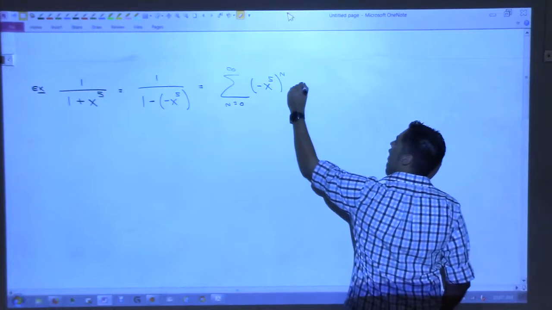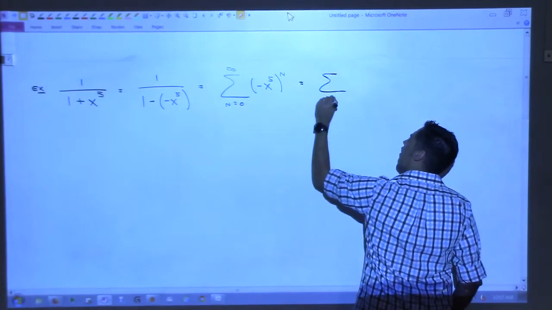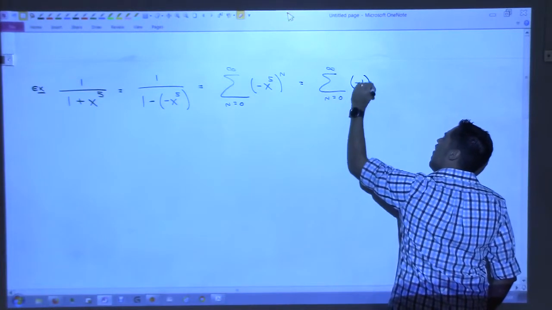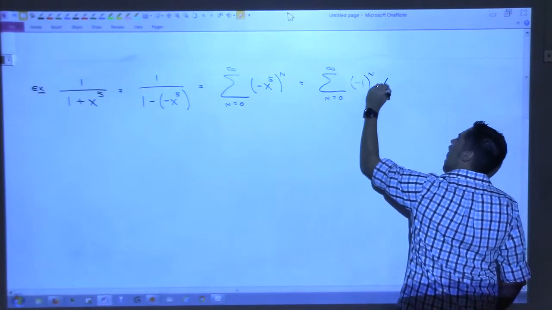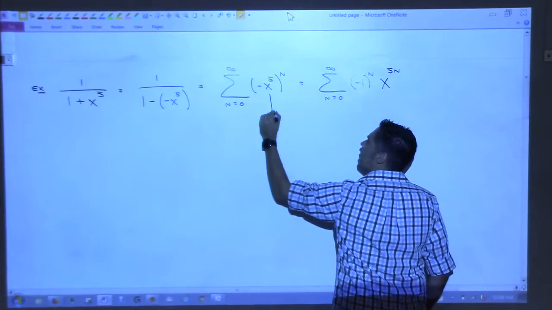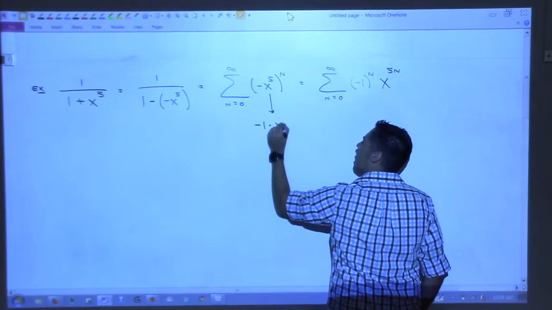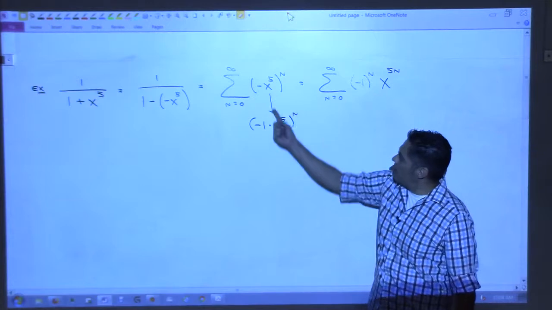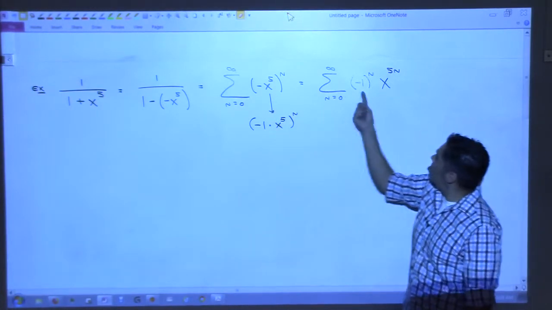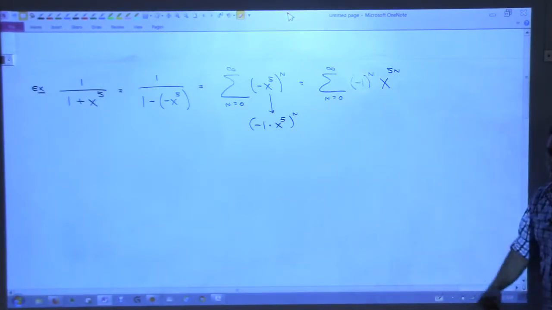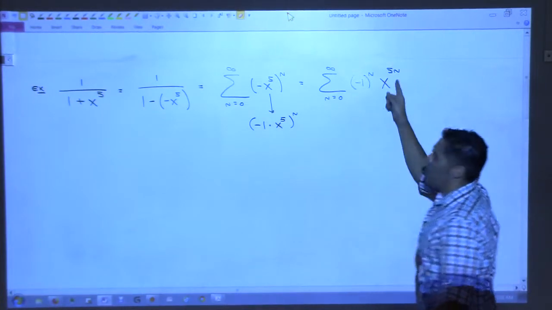Which I could rewrite as the sum n equals 0 to infinity, negative 1 to the n, and then x to the 5n. So what I did here is I rewrote this as negative 1 times x to the fifth, and then to the n. So I did the n on the negative 1, and then I did x to the fifth to the n. You multiply the exponents and you get that. It's alternating, yeah, but this is the power series right here.